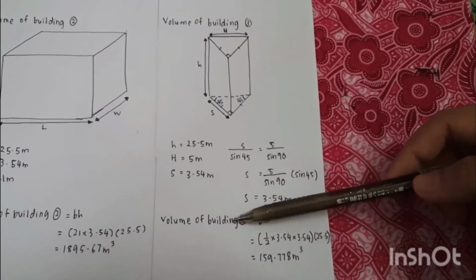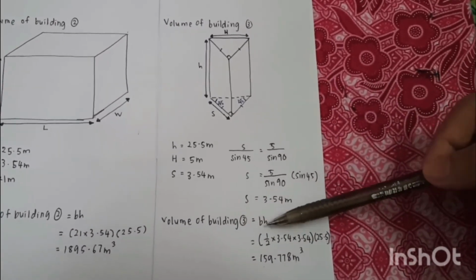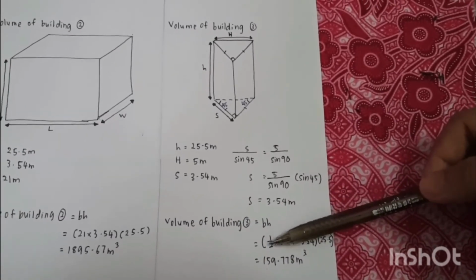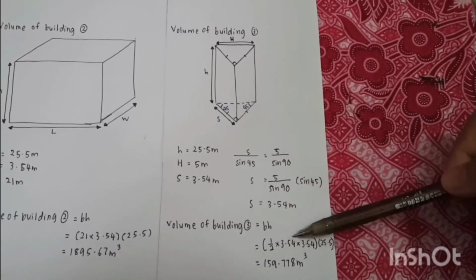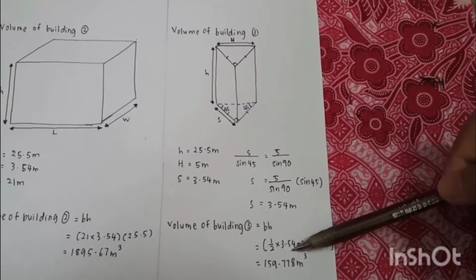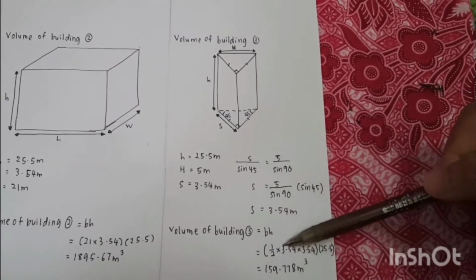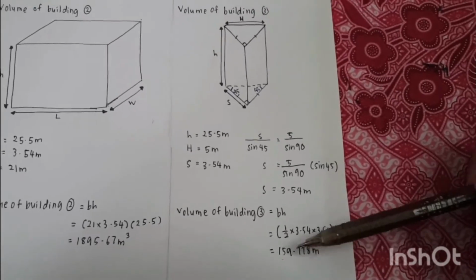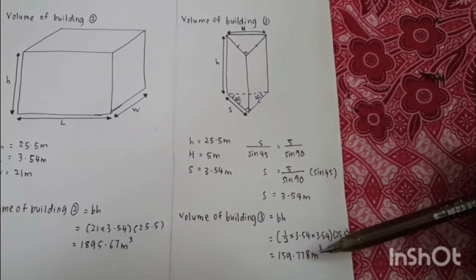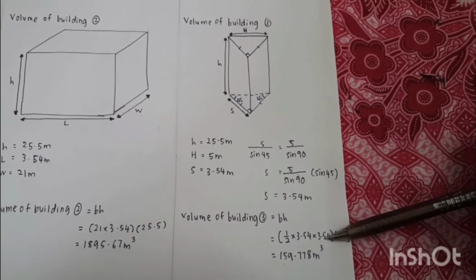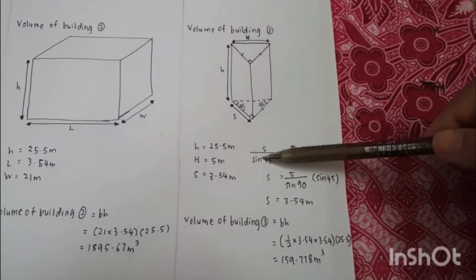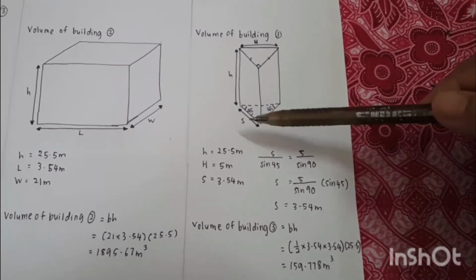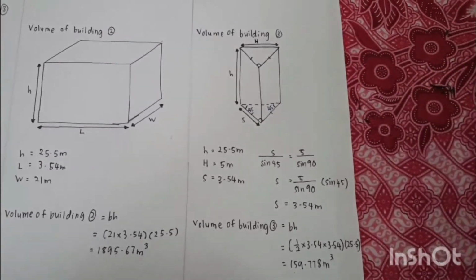After that, we go to building 3, which is the prisma. To find the volume of this building, we use the same formula as building 1 and building 2. Insert the value 1/2 multiplied by 3.54 multiplied by 3.54, because the base is a triangle, so we use this formula. And then we multiply with 25.5. Then we got the answer 159.778 meter cubed. Where I got 3.54 is from the building, where we use the law of sines to find the side of the triangle.